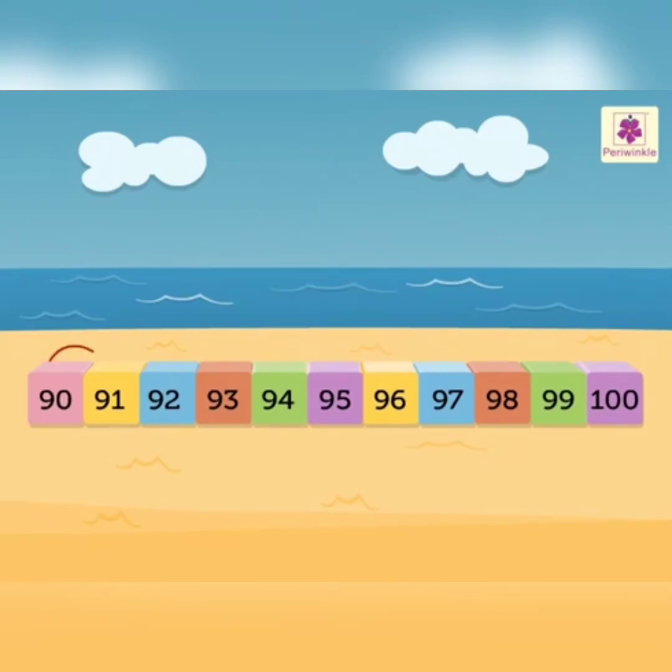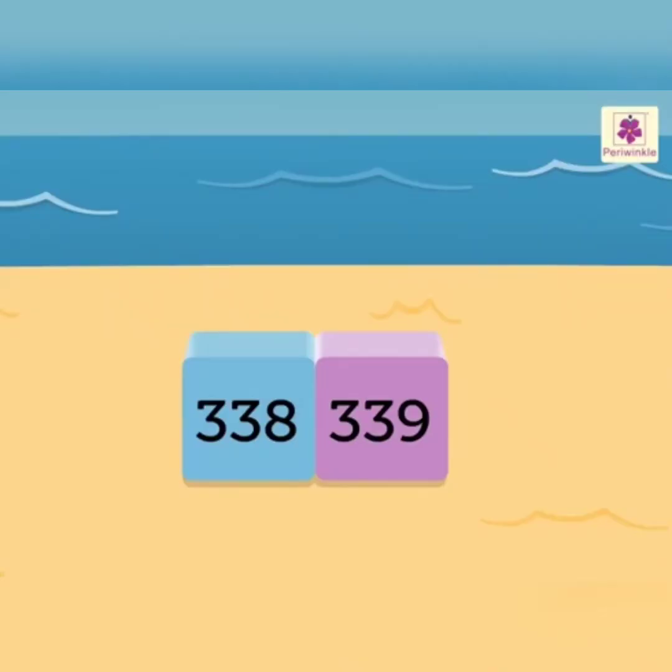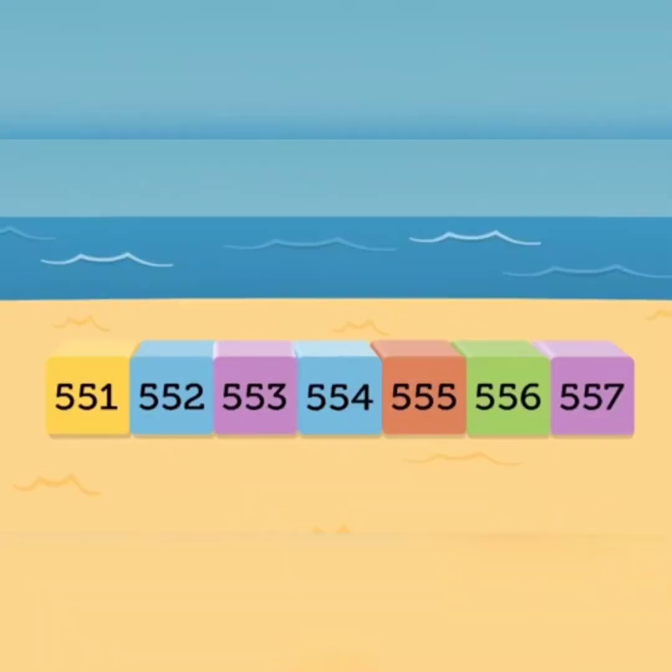When we count forward from a given number, we get the numbers after. Okay, here the ball is on number 338. So, which number comes after 338? Yes, 339. Okay, very good.